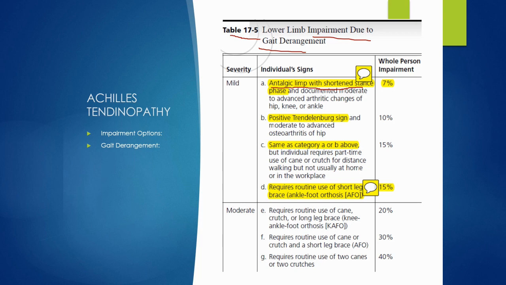And the stance phase becomes shortened in the late aspect of the stance phase as the examinee self-limits ankle dorsiflexion in order to minimize loading on that painful Achilles tendon. So this will manifest itself as an antalgic limp with a shortened stance phase.